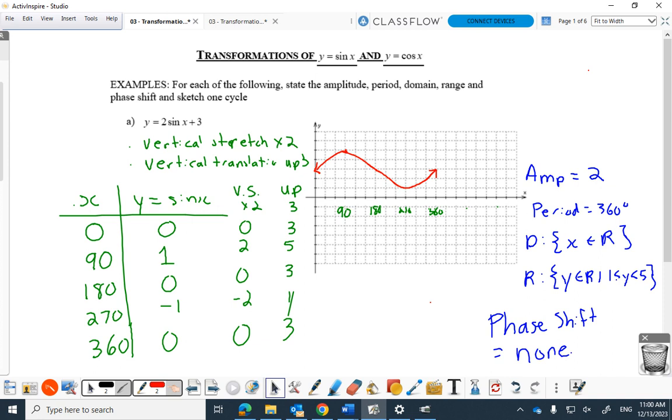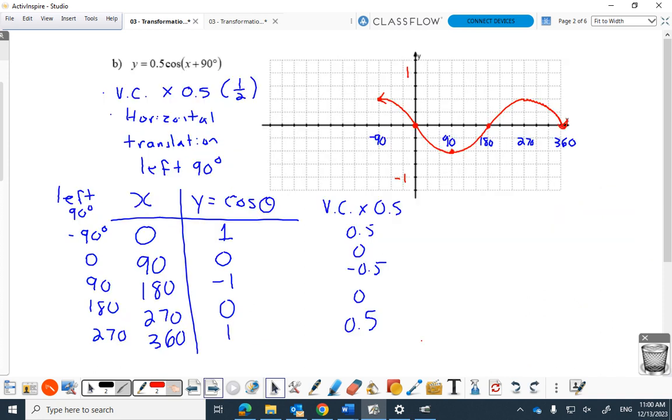More time there? My brain tells me I got 6 to do. That's why I stopped after 3. Am I right about that? I gave you 6 of these? Yeah. Okay. So I'm about half done. This one, amplitude.